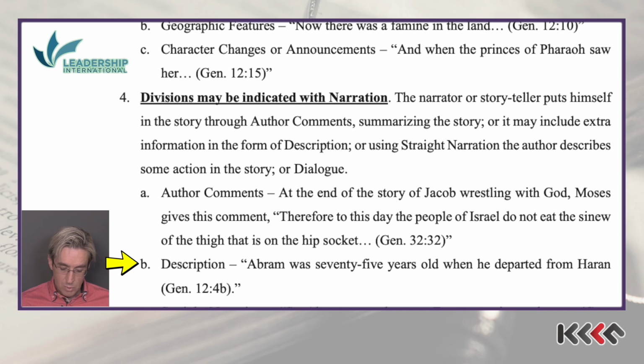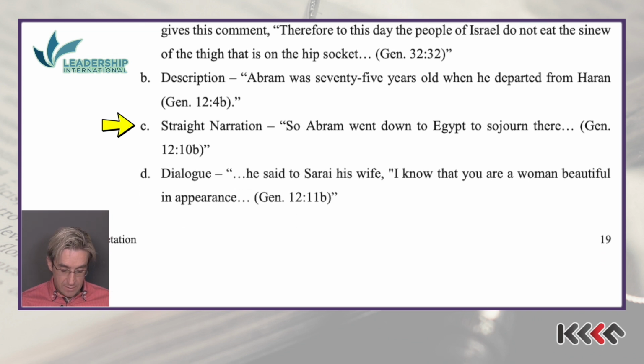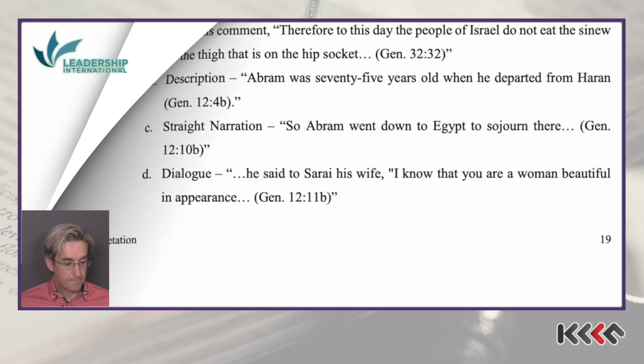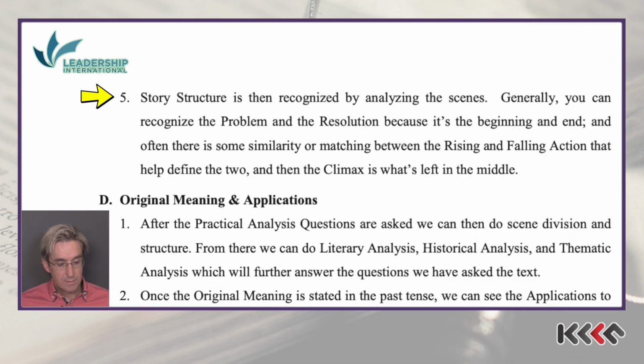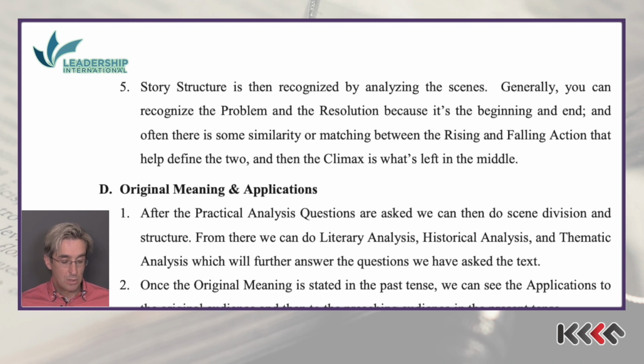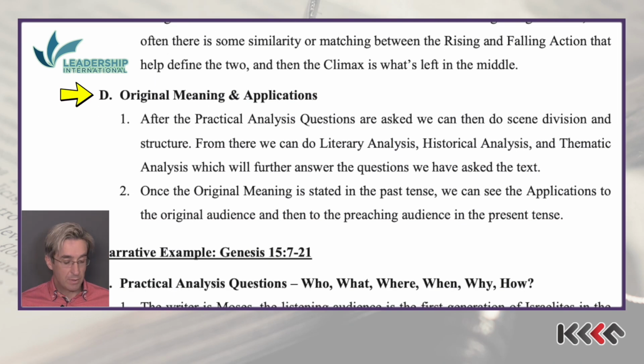Description: When Abram was 75 years old, he departed from Haran. A straight narration: So Abram went down to Egypt and sojourned there. A dialogue: Abram said to Sarai his wife, "You know you are a beautiful woman in appearance." There's structure in the story. And then it brings us to the original meaning and the application.